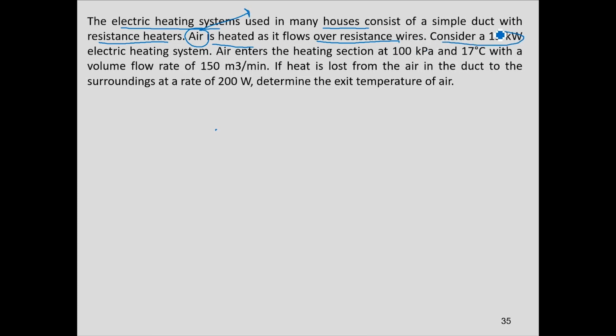Consider a 15 kilowatt electric heating system. That means this 15 kilowatt is essentially the W dot into the system. Air enters the heating section at 100 kilopascal and 17 degrees centigrade. These are the inlet conditions, and the volume flow rate is 150 meter cube per minute. If the heat loss from the air to the duct surrounding is 200 watt, this is Q dot out, or lost by the system. Determine the exit temperature, which is T2.